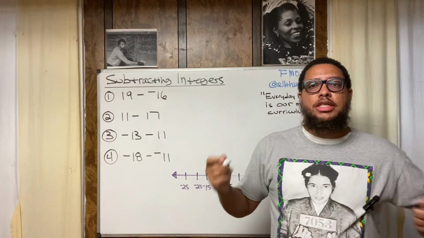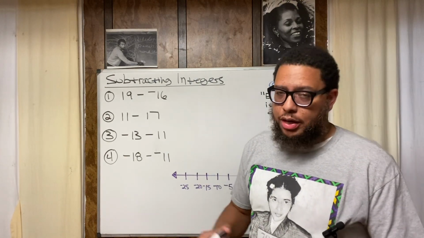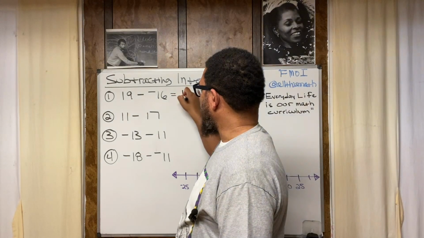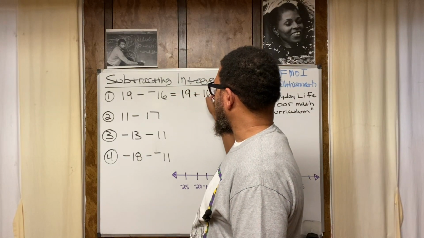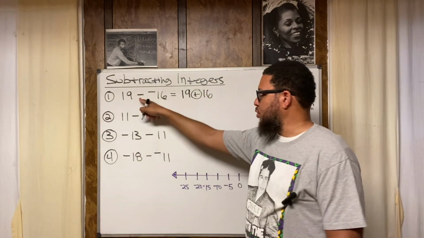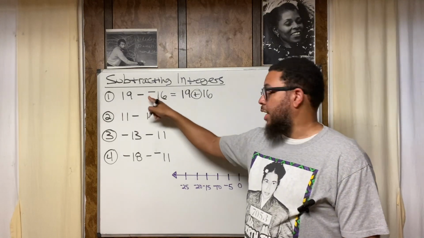What do we do when we see a double negative? We rewrite the expression and create a plus sign, or create an addition problem. So 19 minus negative 16 is going to become 19 plus 16. Two minus signs become a plus sign. That plus sign came from the two minus signs.